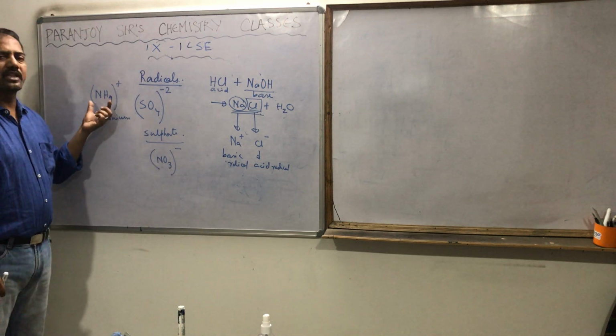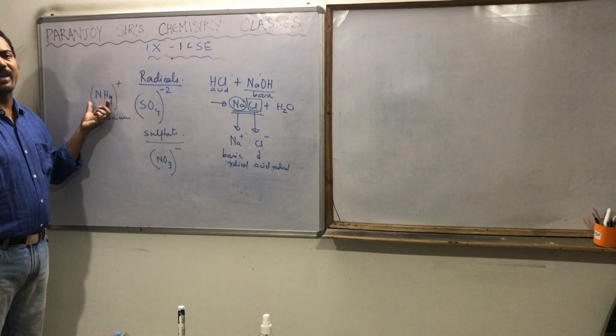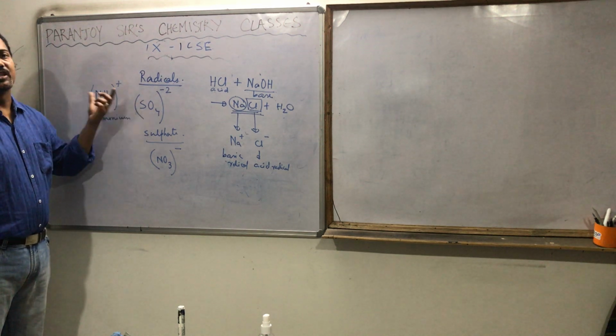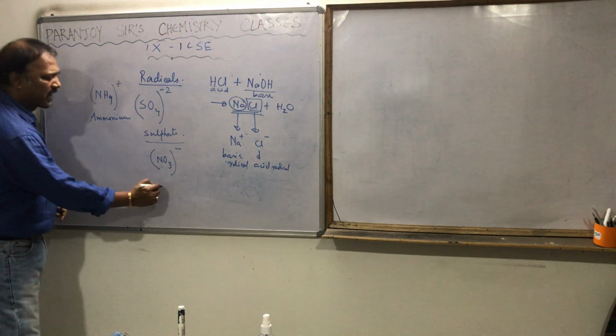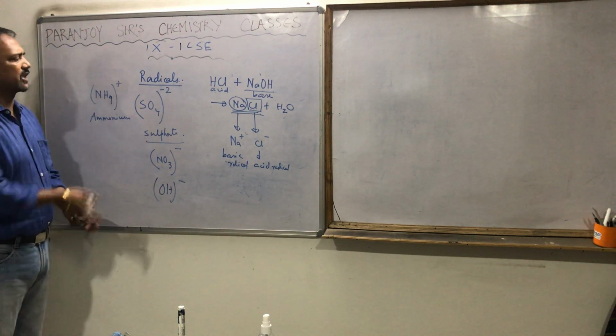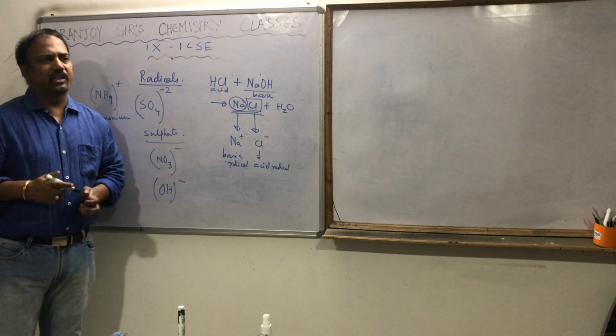But ammonium chloride is coming from where? Ammonium chloride is coming from base. Why is it coming from base? Ammonium hydroxide, NH4OH. That is why, or OH negative. OH itself is a radical, negative. Okay. Fine. So these are the acid radical and basic radical.